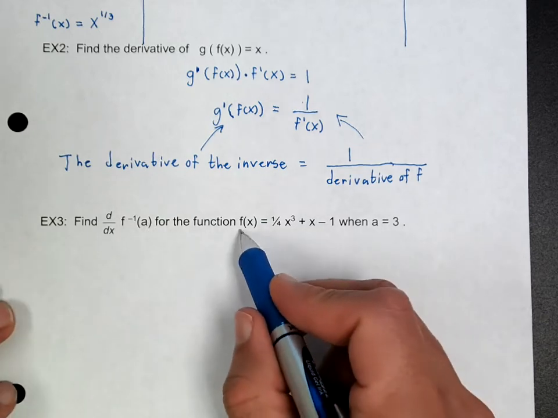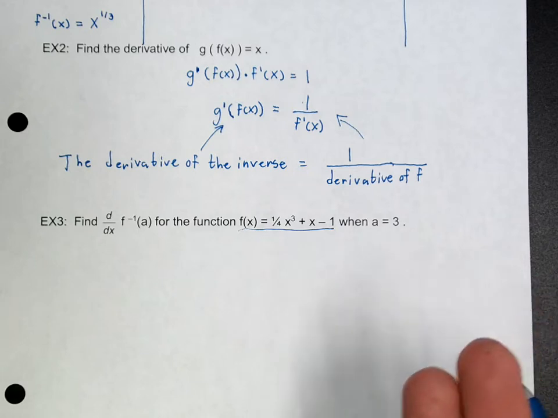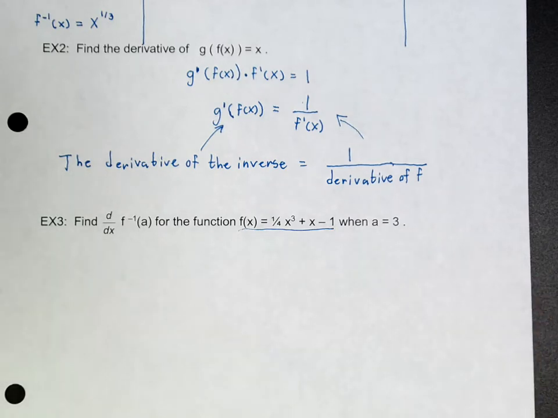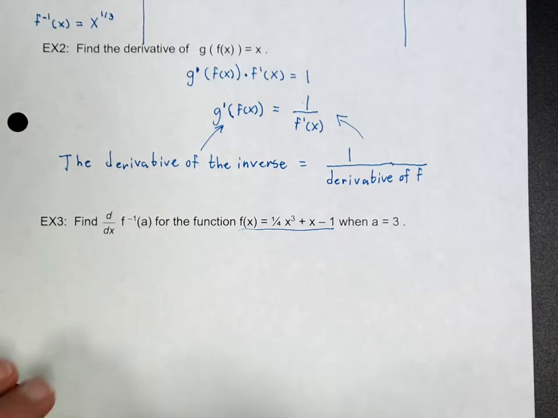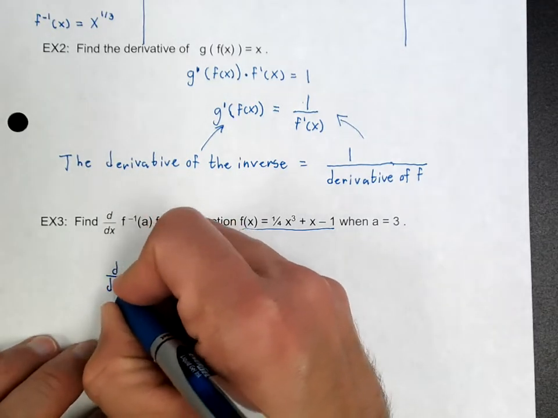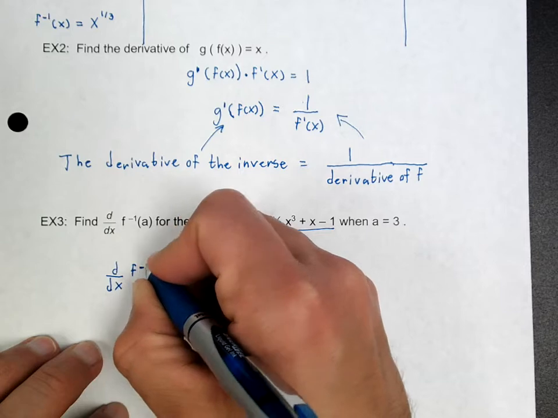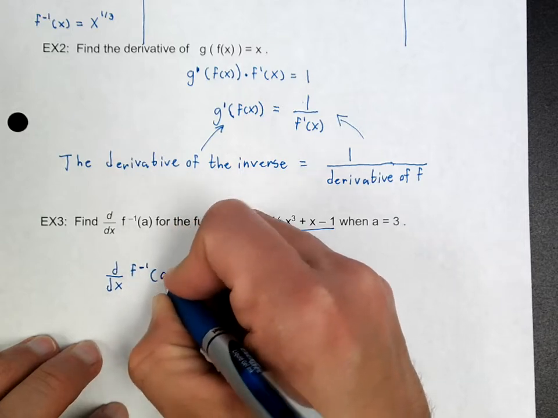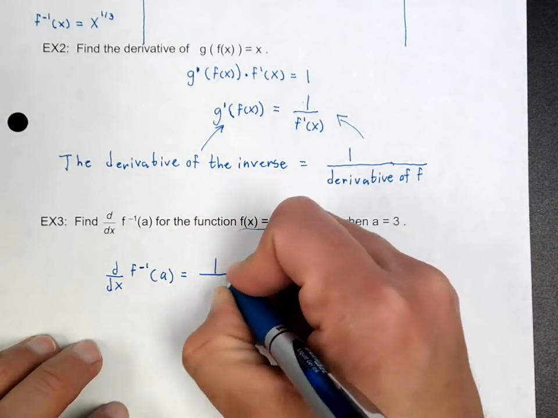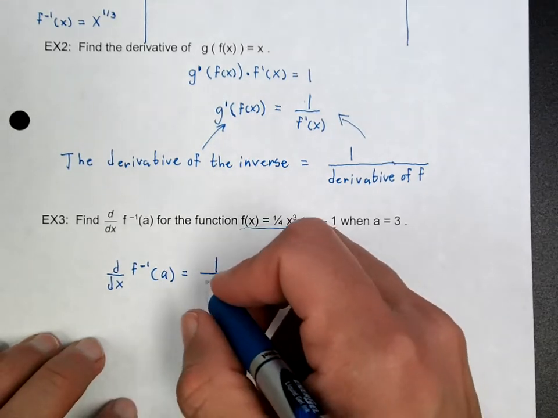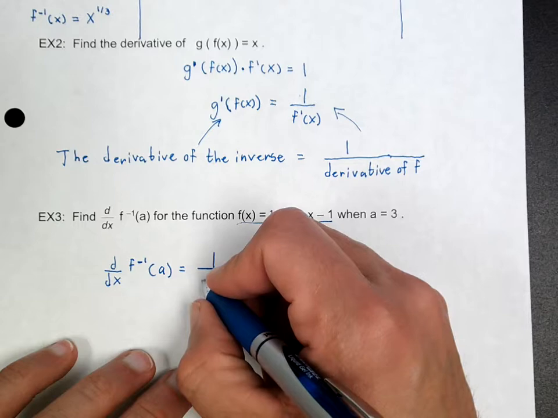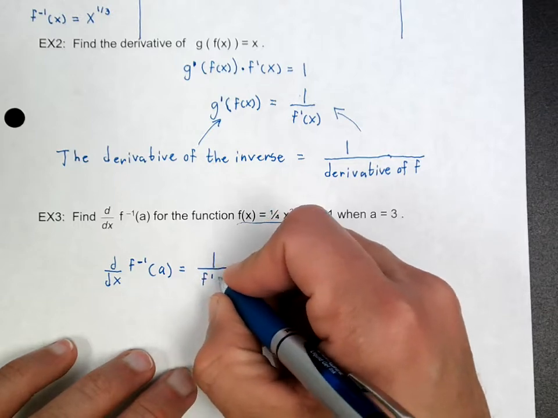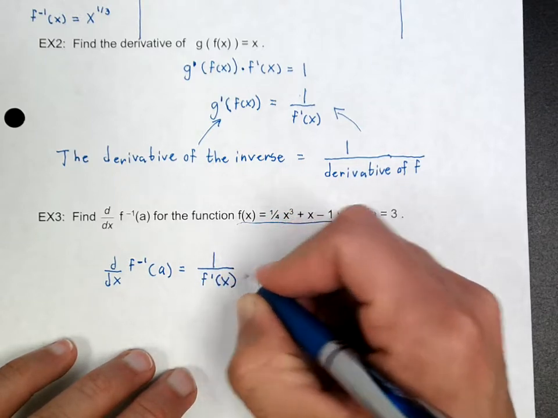Function f is this one. Now, do we know the inverse? The answer is no. Could I solve for the inverse? The answer is yes. But what we can do is this: if I take the derivative of the inverse function, that would be the same thing as 1 over the derivative of function f. Alright, so let me show you what I mean.